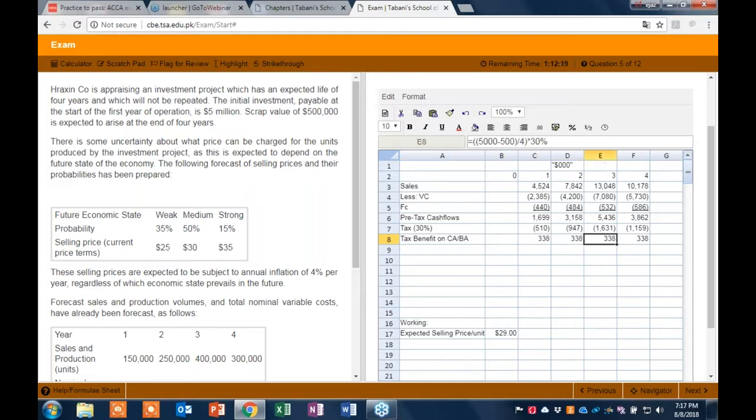Okay, so tax benefit, here we go. We've got tax benefits, and then we will be incorporating scrap value, which is 500 in the last year, and then initial investment, which is 5,000,000, 5,000.